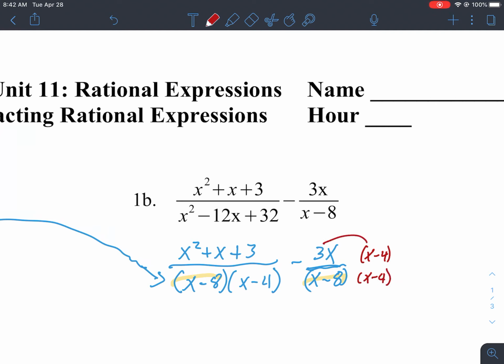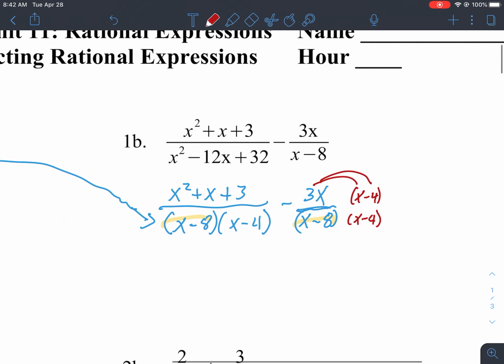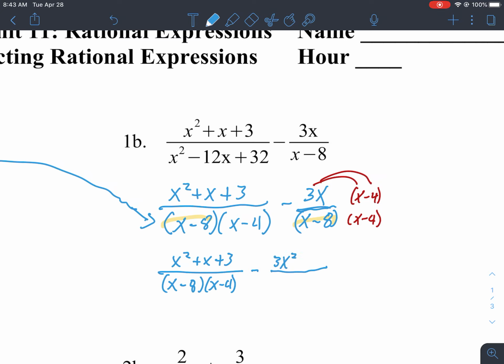Okay, now we're going to distribute this. So we will get x squared plus x plus 3 over x minus 8, x minus 4, minus 3x times x is 3x squared. 3x times negative 4 is negative 12x over x minus 8, x minus 4.